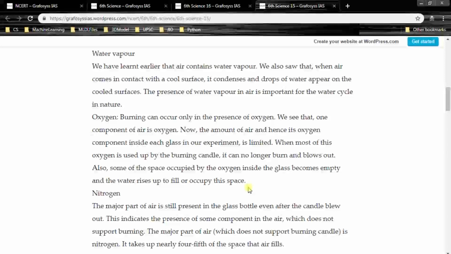So we can do one experiment. Light the candle and close it with a glass. After a few moments, the oxygen is converted into carbon dioxide and there is no longer oxygen, and the candle goes off. So from this experiment we can say that oxygen is very important for burning.